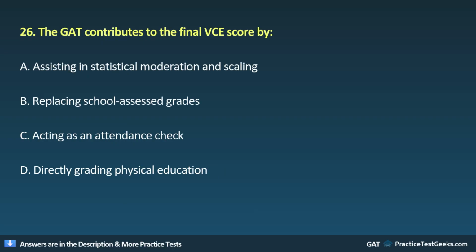26. The GAT contributes to the final VCE score by A, assisting in statistical moderation and scaling. B, replacing school-assessed grades. C, acting as an attendance check. D, directly grading physical education.